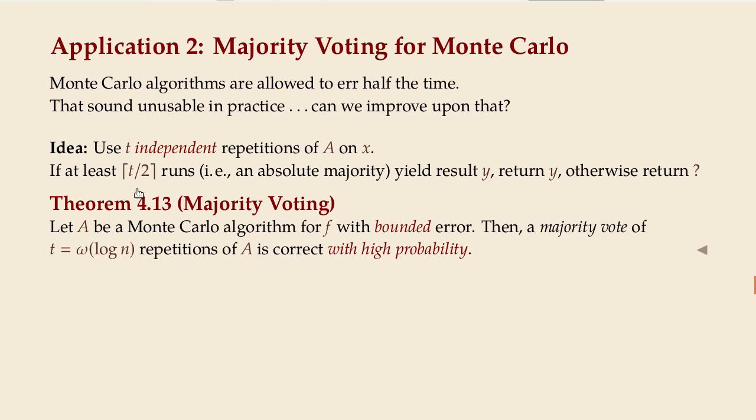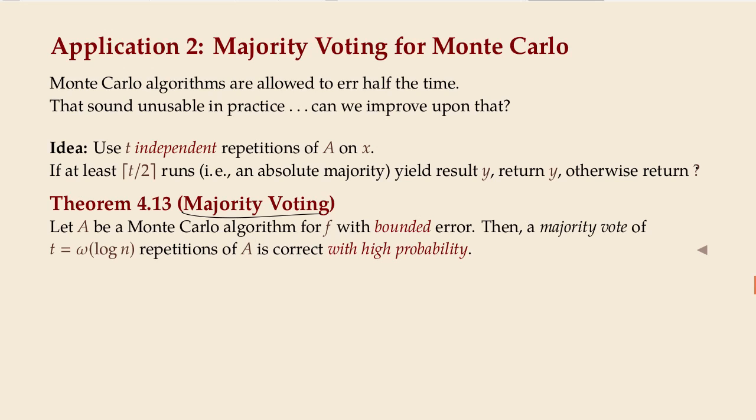But we can use the following simple algorithm, which is called majority voting. You run such a Monte Carlo algorithm t times, and you check if there's a majority outcome. If the outcomes agree with an absolute majority for some value y, then you return that. And otherwise, you say, sorry, no result, try again. Okay.